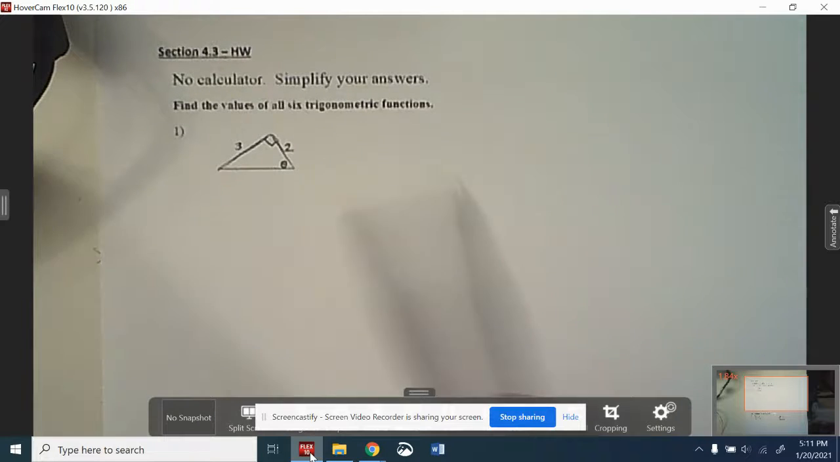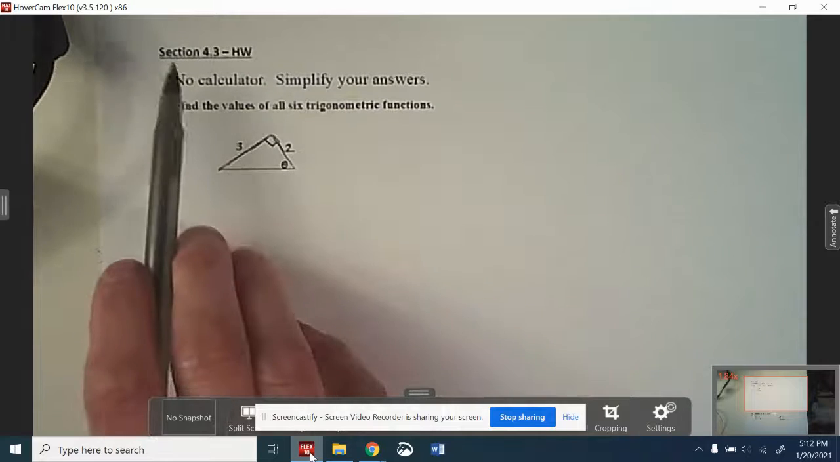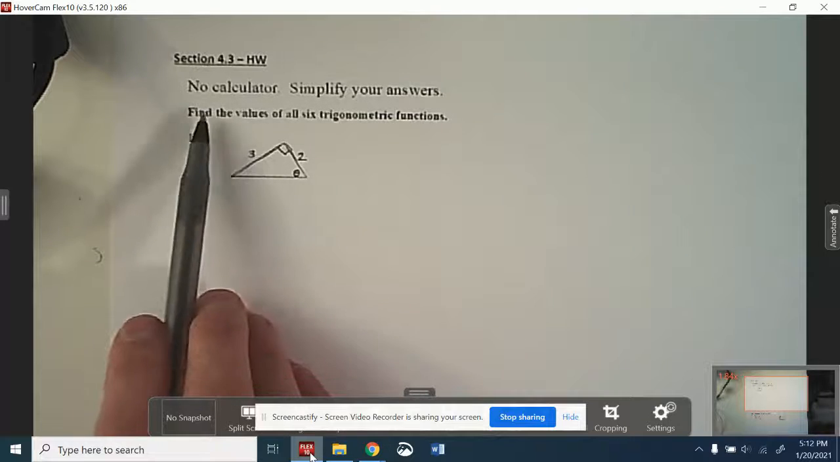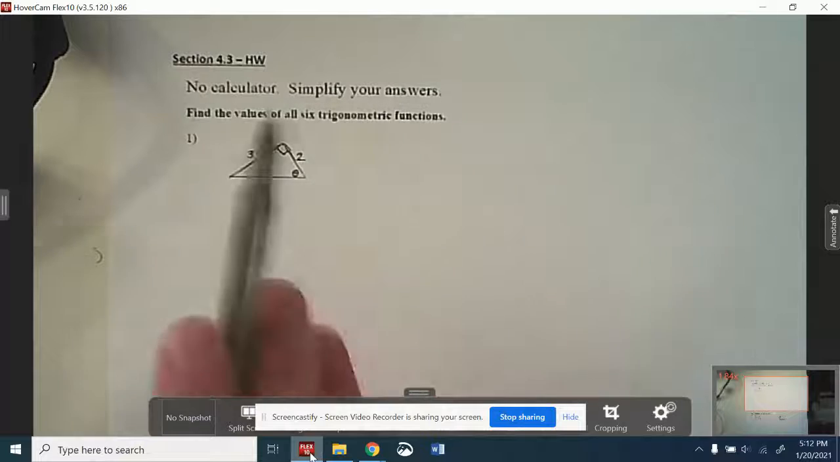So what we're going to be doing is practicing with our new definitions of trig functions. In your notebook, this is section 4.3, and you can write down the directions. Find the values of all 6 trig functions. Feel free to abbreviate, and we're going to simplify our answers.